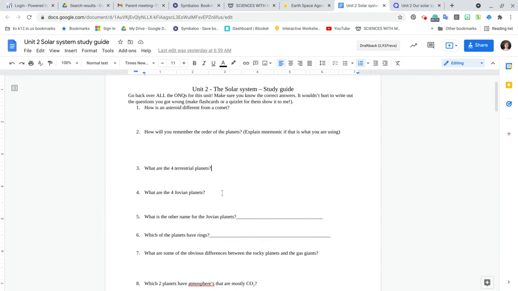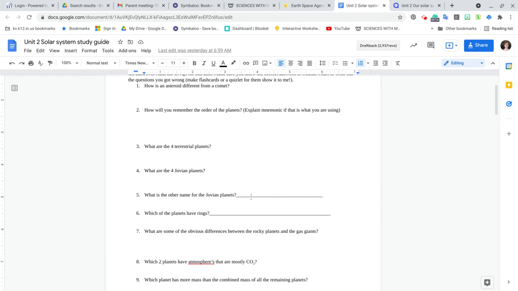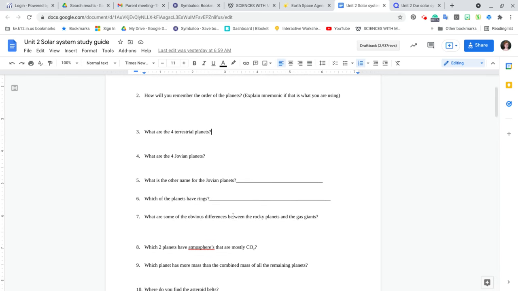What are the 4 Jovian planets? Those are the 4 gas giants. What are the other names for the Jovian planets? That would be the gas giants. Which planets have rings? The Jovian planets.